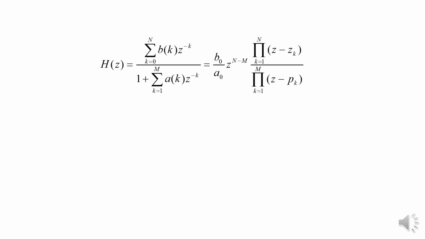I have shown you this equation for H(z) previously. It is like this. Take a look at the right hand side derivation in there. What you can see is a multiplication, and that symbol represents multiplication.